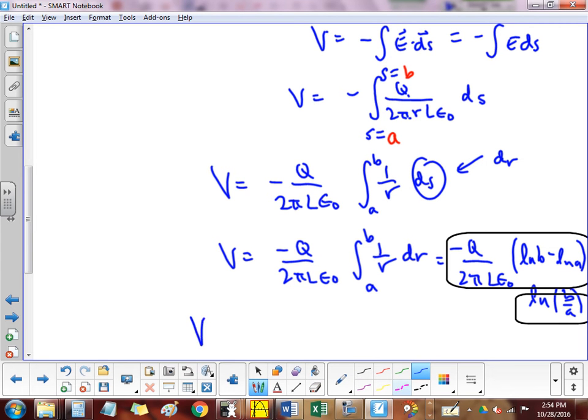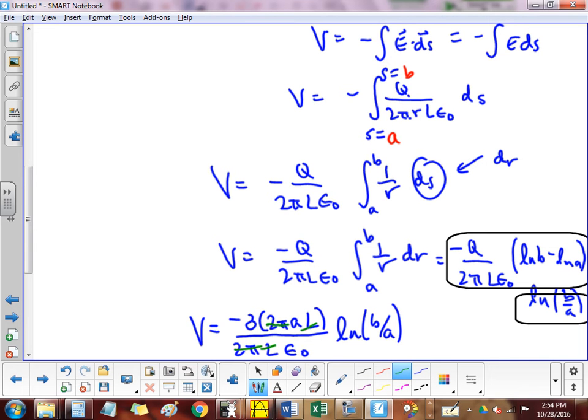So we could write V equals, instead of Q, negative sigma times 2 pi AL all over 2 pi L epsilon naught, and then this is times ln B over A. And then you'll see that some things cancel out, like the 2 pi's gone, the L's gone. And that's a nice way to write your V. So this is negative sigma over epsilon naught ln B over A. That's definitely a nice clean way to write it.